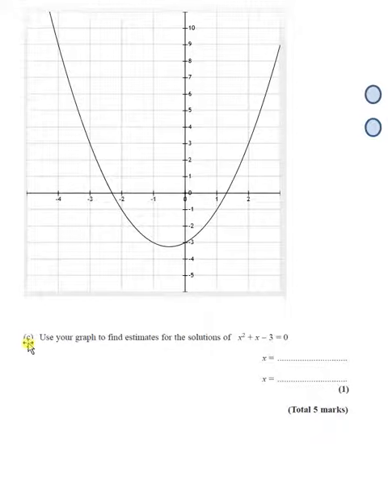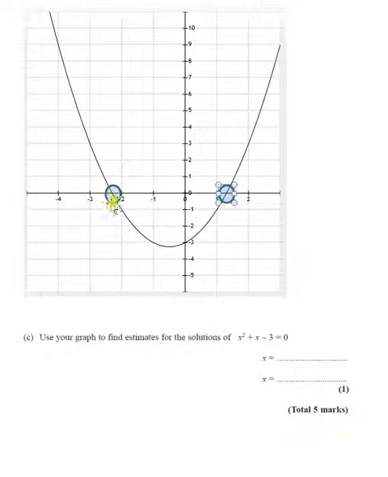So the last part of your question, C, use your graph to find estimates for the solutions of x squared plus x minus 3 equals 0. Well, that means where y equals 0. Y equals 0 along the x-axis. So what we need to do is to find this value of x and this value of x.